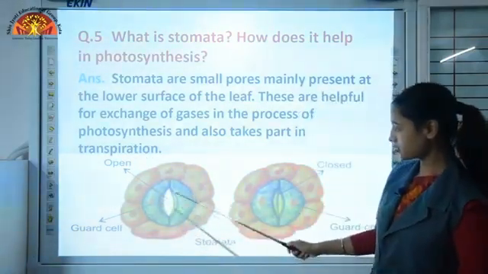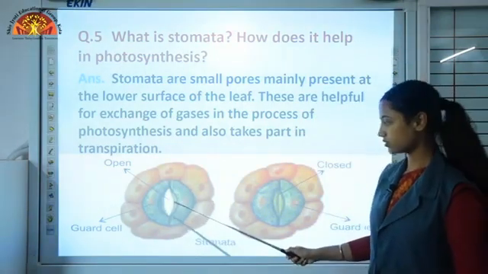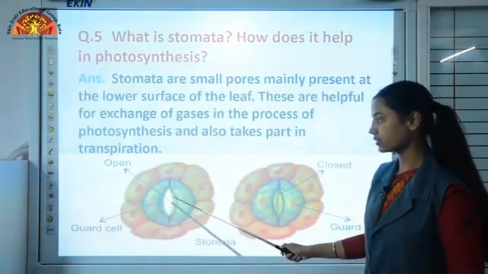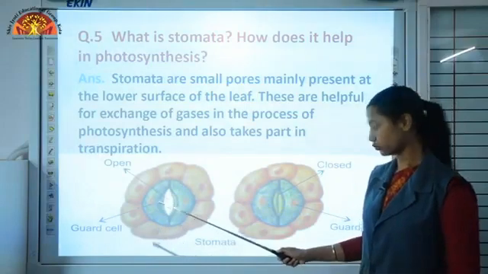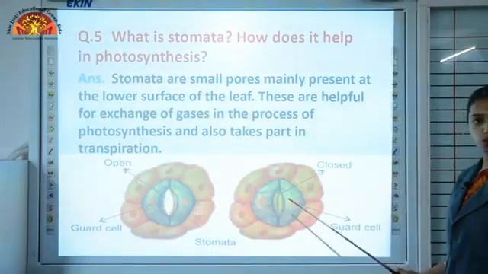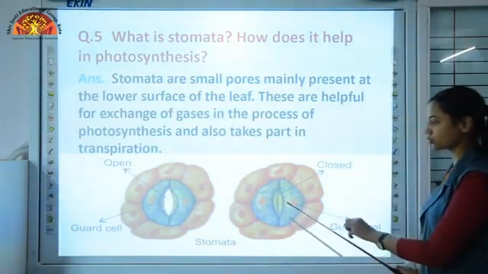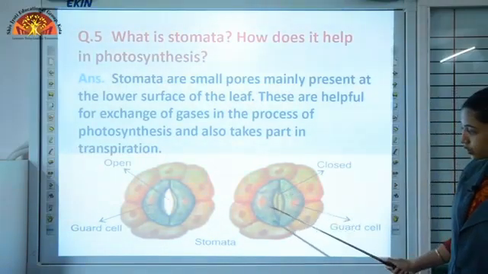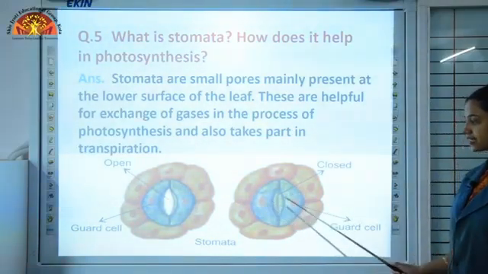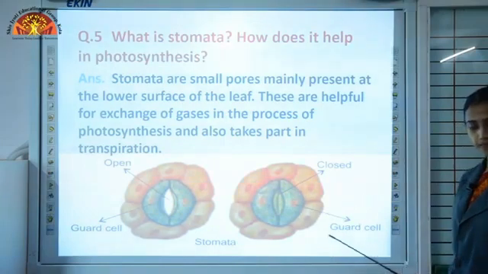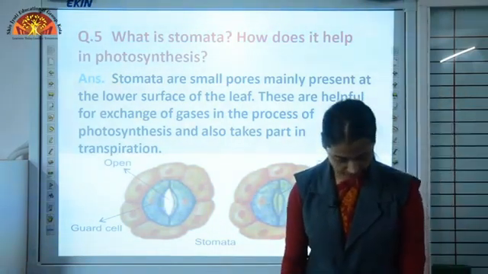This is the structure of an open stomata. The stomata is open, the hole is open through which gases can pass. Now this is a closed stomata. This hole is closed and it is surrounded by two cells, and these cells are known as guard cells. Are you getting it?